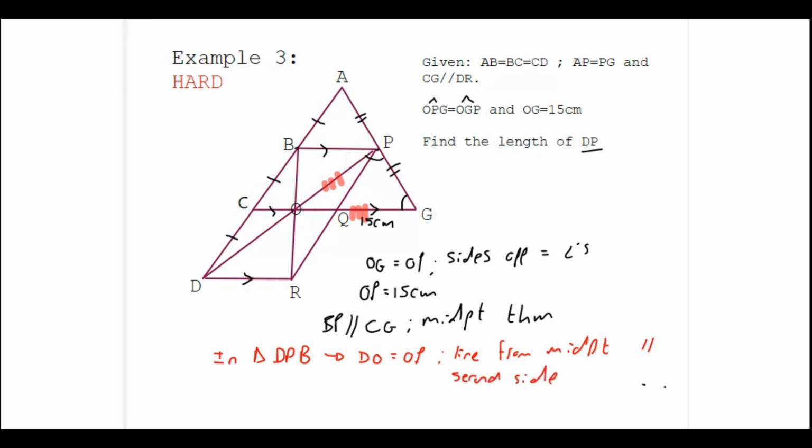Alright, and from there we can simply say that DP is equal to OP plus DO. And we said OP was 15 and DO is the same, so it's 15 plus 15 equals 30 centimeters.